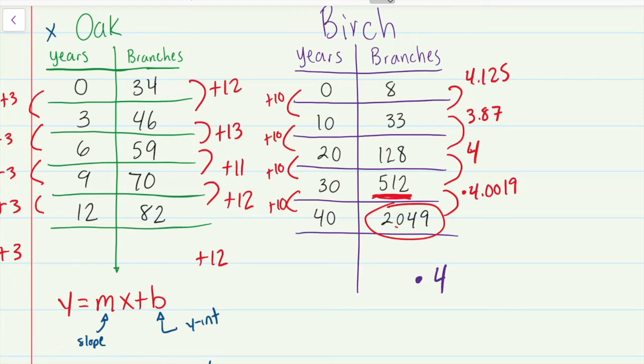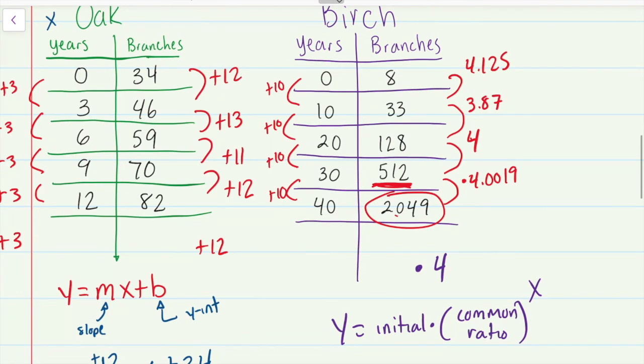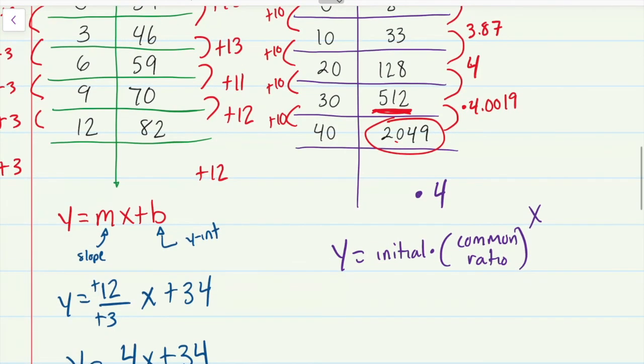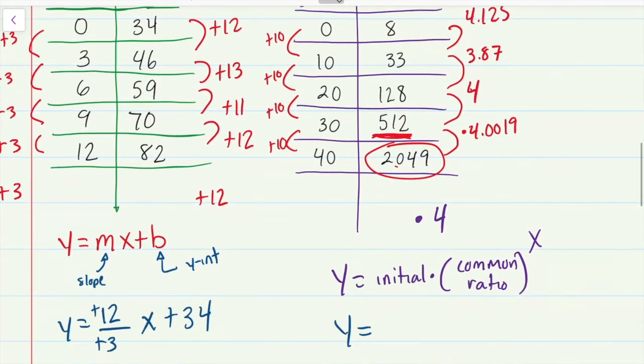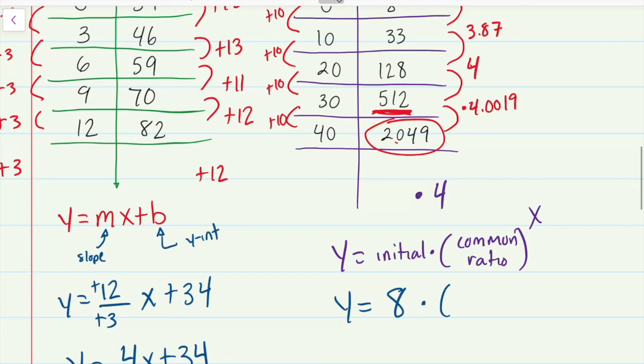So because this is exponential growth, it's getting bigger and bigger way too fast. Remember the formula? It's y equals the initial times the parentheses common ratio to the power of x. So what do we start with? When x was 0, once again the years, my y was 8. So we started with 8. And the branches, we multiply by what we're multiplying over and over. We're multiplying it by 4. And that's basically the equation for the exponential growth.